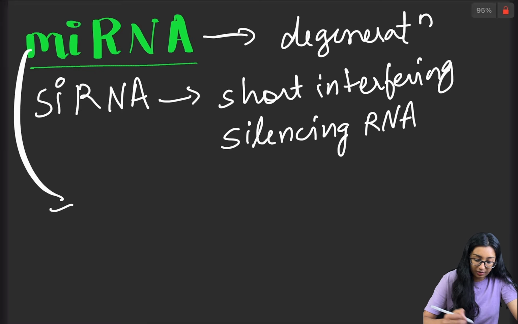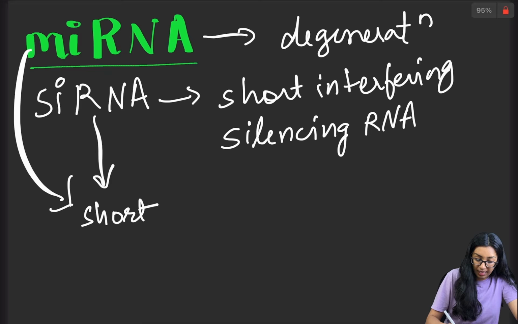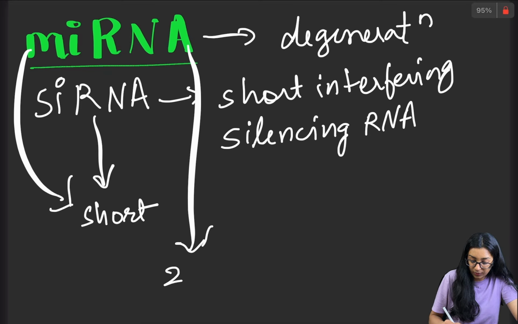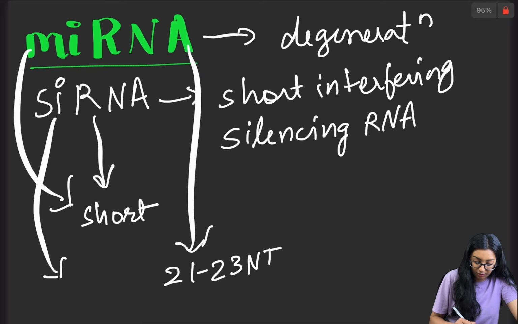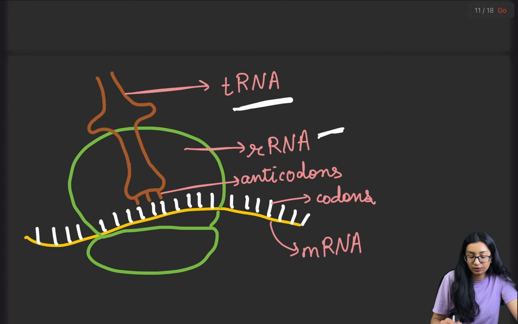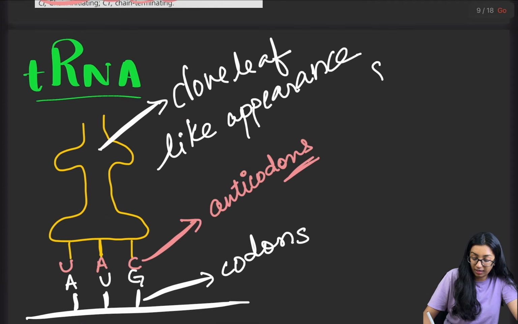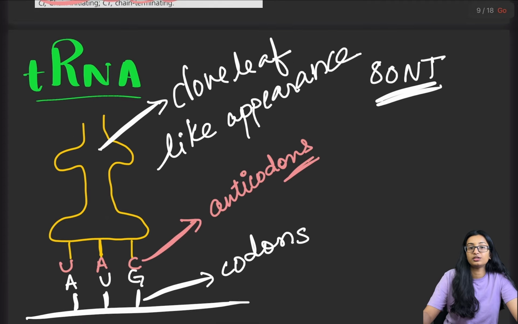The miRNA is short, siRNA is also short, but the miRNA size will be 21 to 23 nucleotides, and siRNA will be 20 to 25 nucleotides, whereas the tRNA is made up of 80 nucleotides. So that's all in this video.